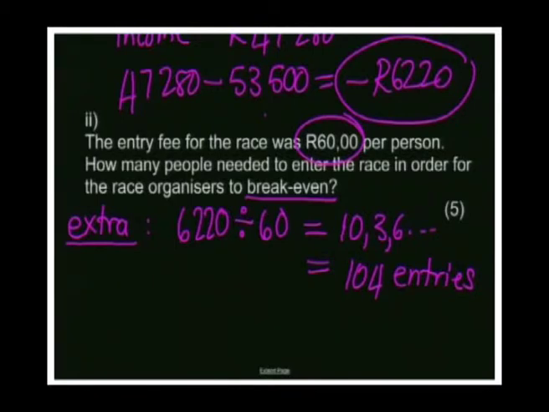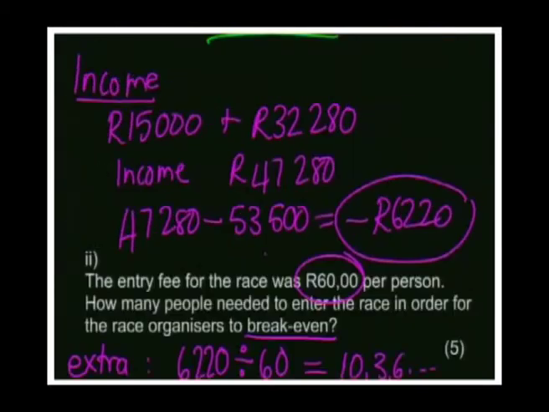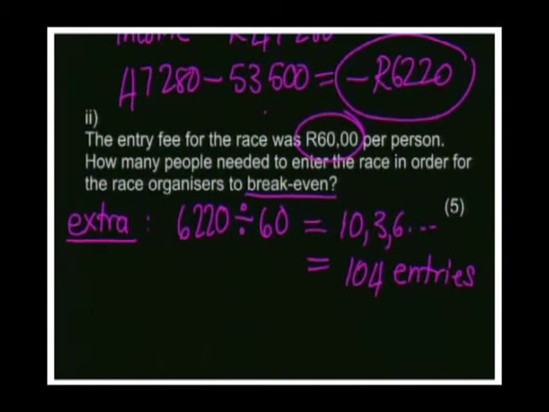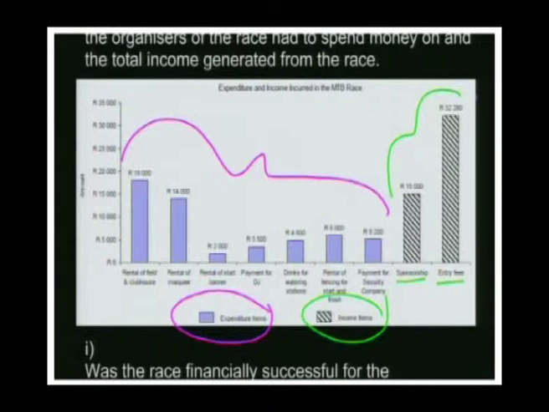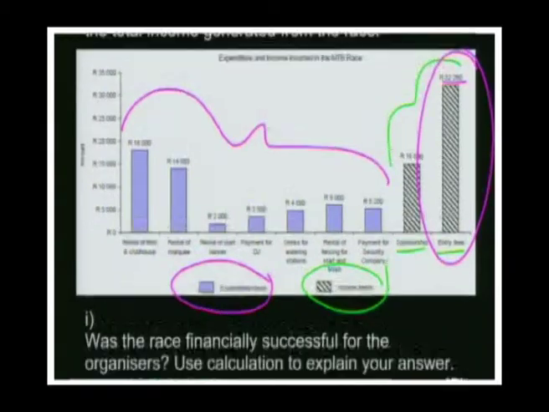Now we aren't done, because they asked us how many people needed to enter the race. We've decided that we need 104 more than they already are. So now let's see how many entries there were in the first place. So let's go back over here, and we're going to be looking at this column over here. We get told that we got 32,280 Rand from entry fees. How many people does this translate into?